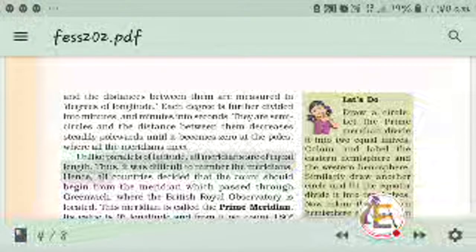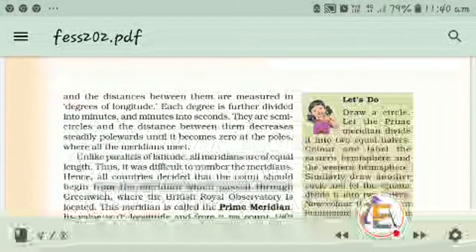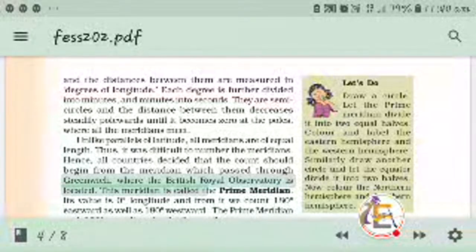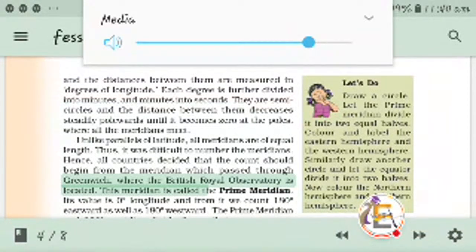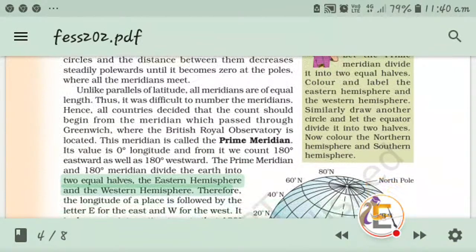Hence, all countries decided that the count should begin from the meridian which passed through Greenwich, where the British Royal Observatory is located. This meridian is called the prime meridian. Its value is 0 degrees longitude, and from it we count 180 degrees eastward as well as 180 degrees westward. The 0 degree meridian and 180 degrees meridian divide the Earth into two equal halves, the Eastern Hemisphere and the Western Hemisphere. Therefore, the longitude of a place is followed by the letter E for the East and W for the West.